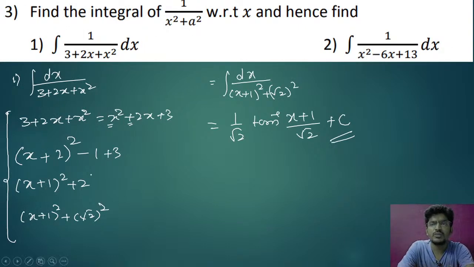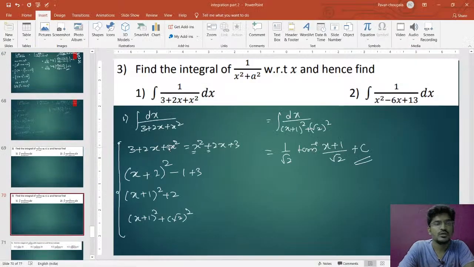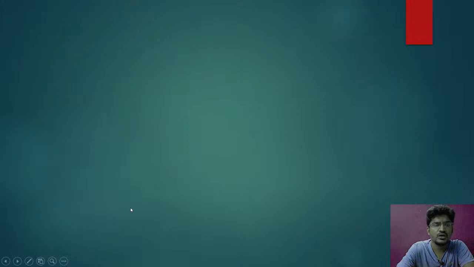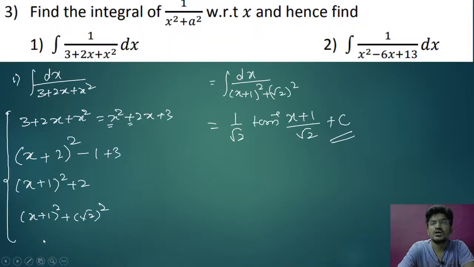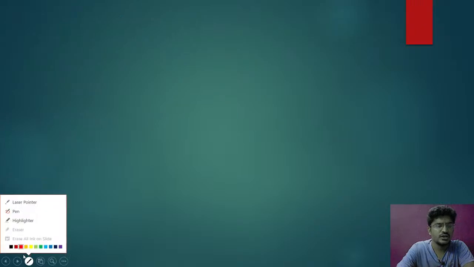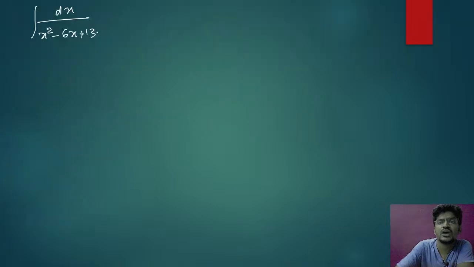What is the second problem? Integration of dx divided by x square minus 6x plus 13. This is the problem. Okay.